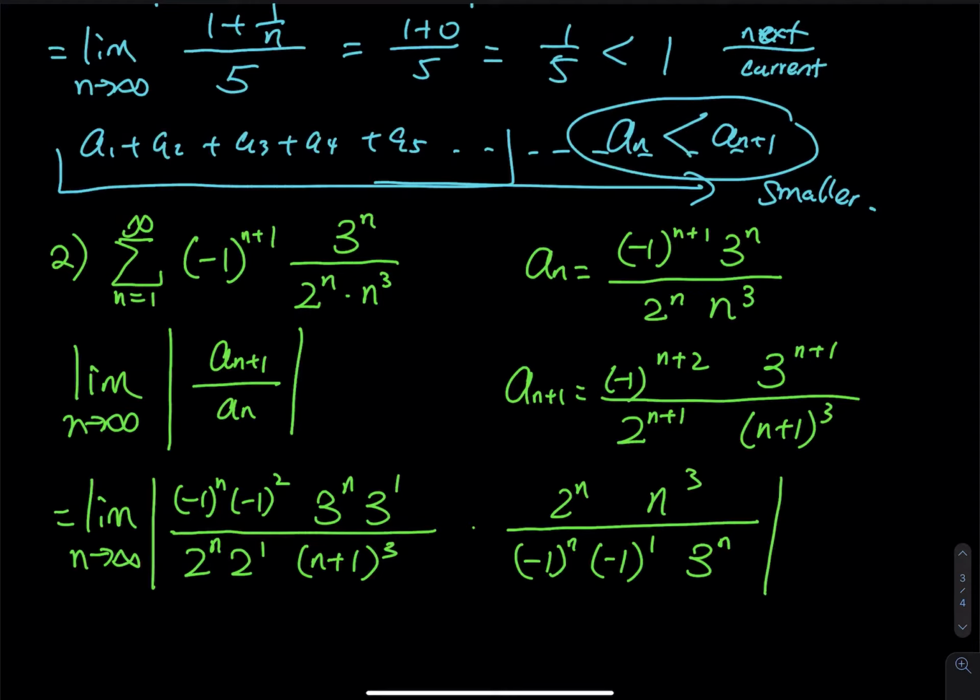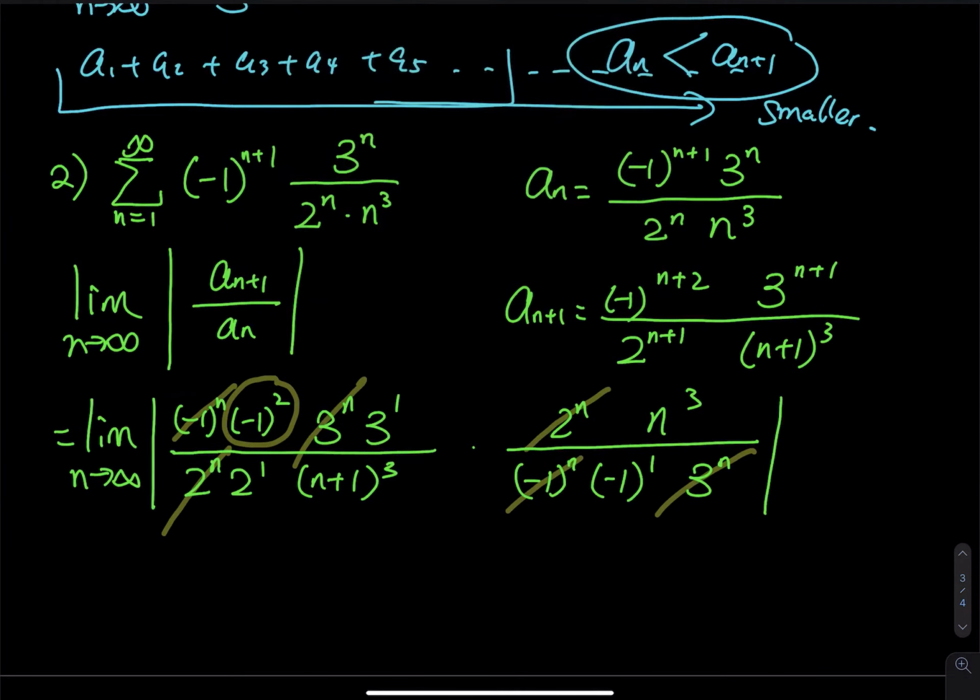All right, let's do some cancellation. 2 to the n, 2 to the n. What else? Negative 1 raised to the n, negative 1 raised to the n. Anything else? We have 3 to the n, and then 3 to the n. So that means the bottom we have a 3, we have a 2 times the third power. The top we have a 3 times n to the third. What about this negative 1 squared? The negative 1 squared is just equal to 1, right?